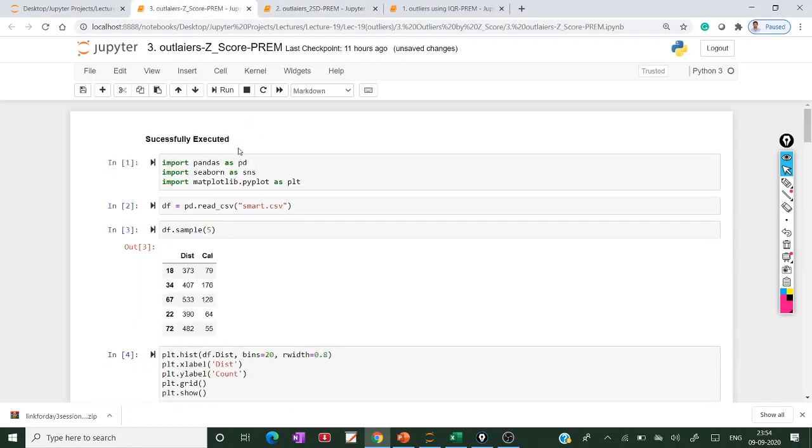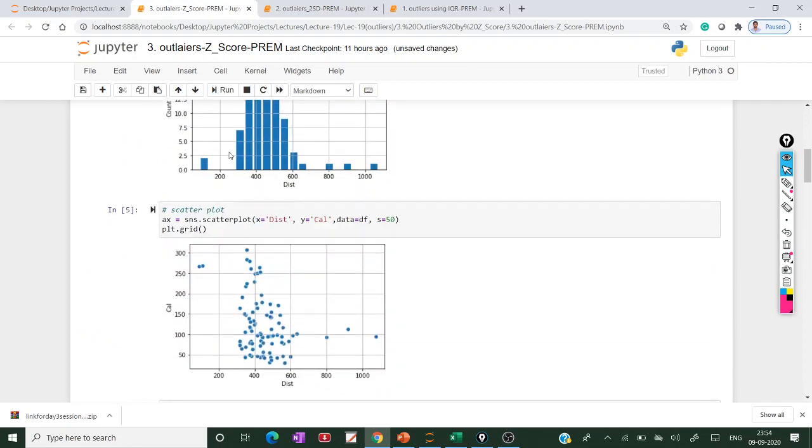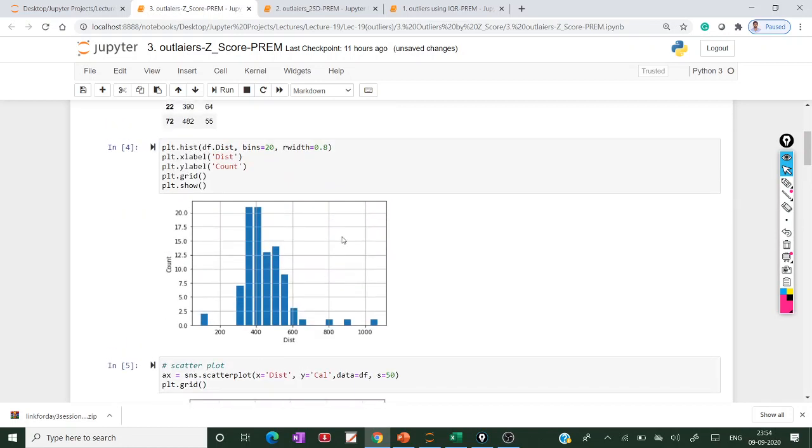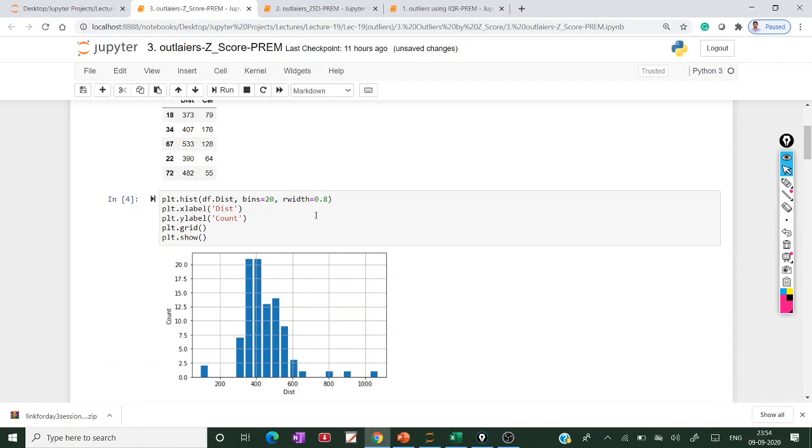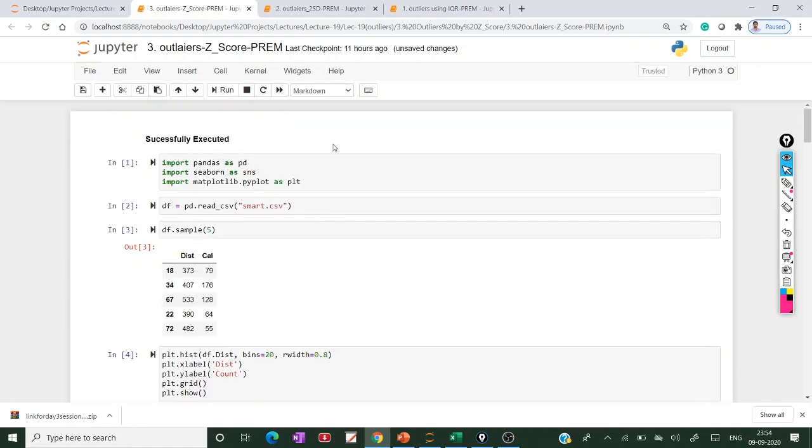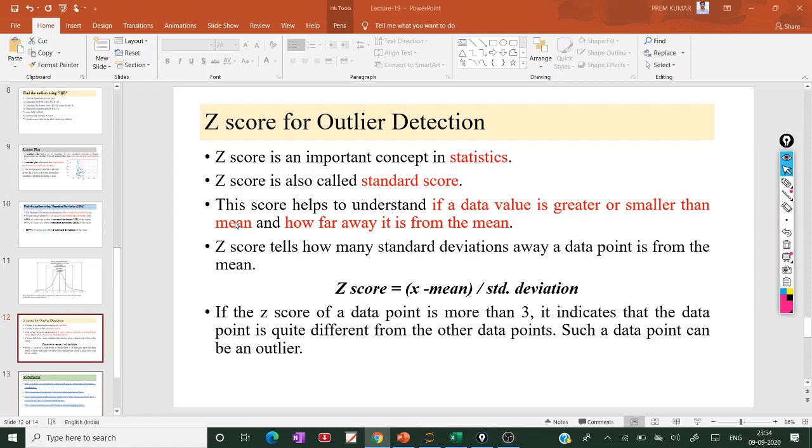The third program is the z score. The z score concept is also similar to the standard deviation. In standard deviation we use 1SD, 2SD, 3SD. Similarly, the z score can be 1, 2, 3. According to our problem statement, we have to choose the z score value. Here I am choosing a z score value of plus or minus 2. So this is the z score for the outliers.